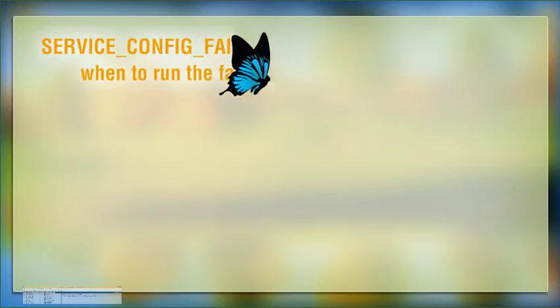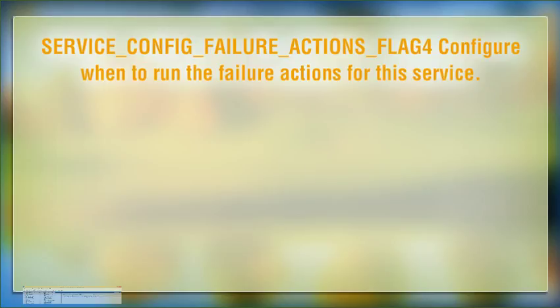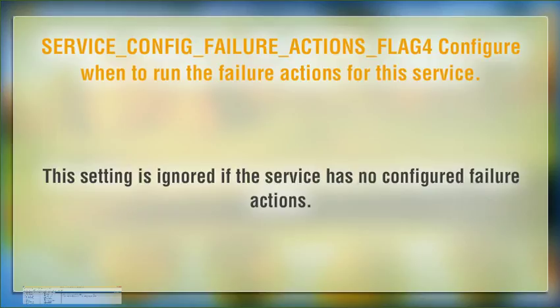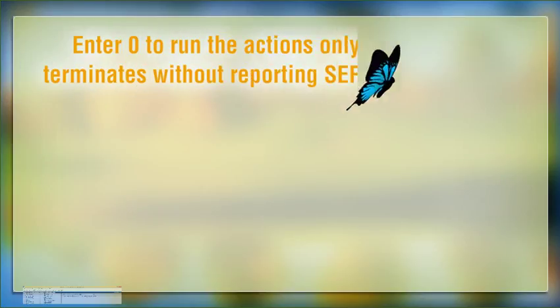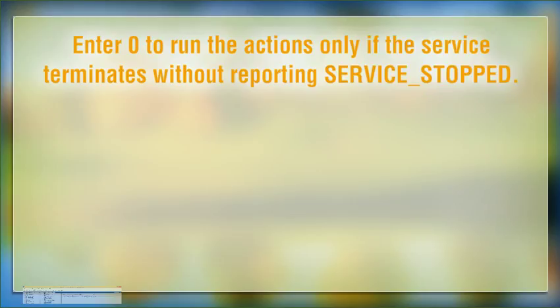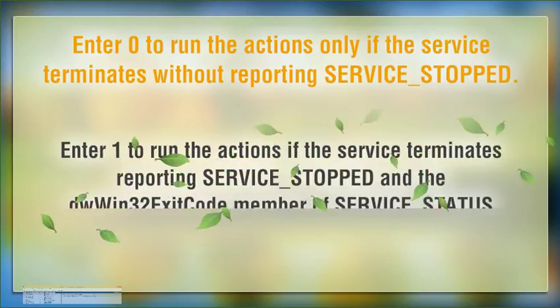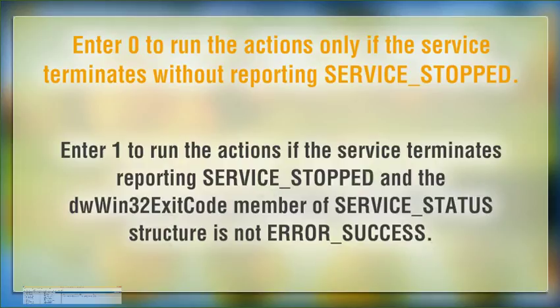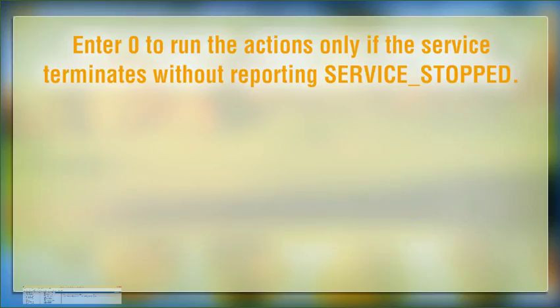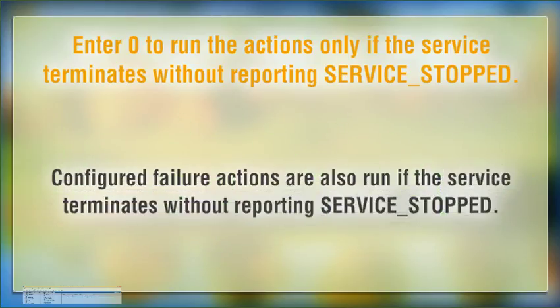Service config. Failure actions. FLAG4. Configure when to run the failure actions for this service. This setting is ignored if the service has no configured failure actions. Enter 0 to run the actions only if the service terminates without reporting service stopped. Enter 1 to run the actions if the service terminates reporting service stopped and the dwWin32ExitCode member of the service status structure is not ERROR_SUCCESS. Configured failure actions are also run if the service terminates without reporting service stopped.